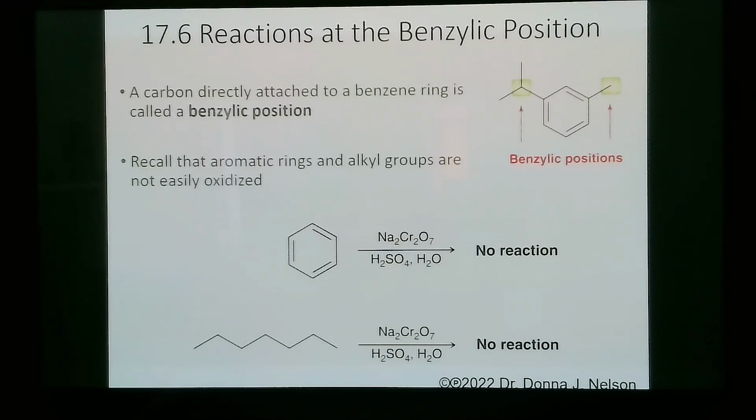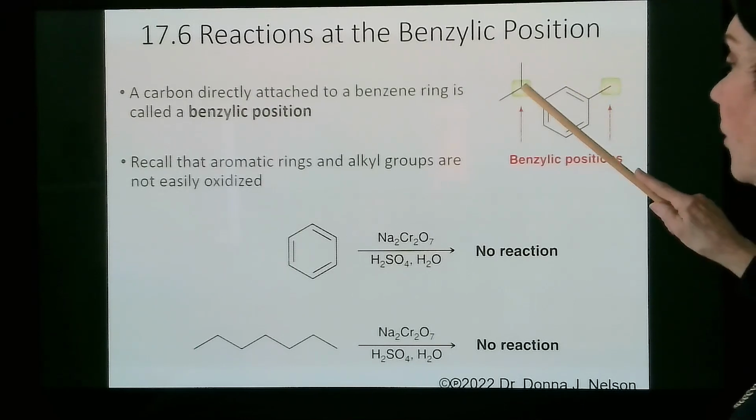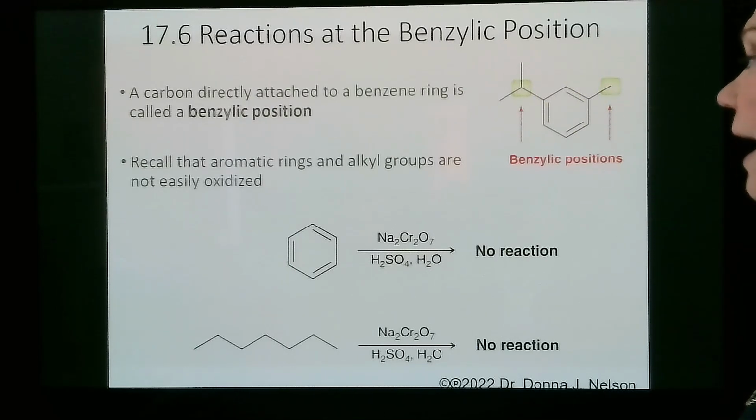The carbon directly attached to a benzene ring is called a benzylic position, regardless of whether it's a primary, secondary, or tertiary carbon, it doesn't matter. It's still called a benzylic position. This is a benzylic position. And they're more reactive than might be expected.